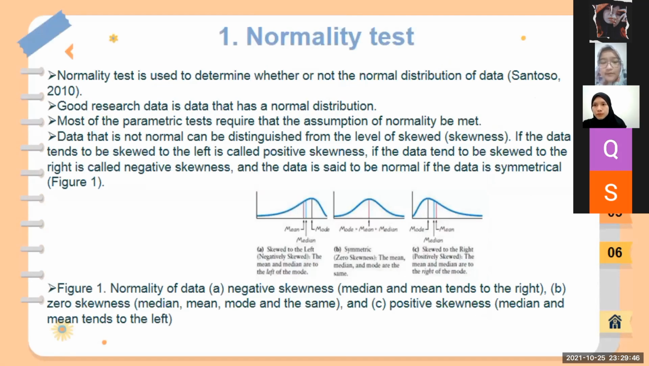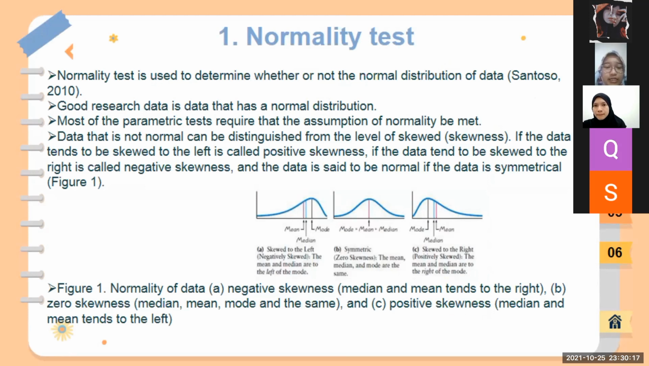Next is the types of assumptions. First is the normality test. The normality test is used to determine whether or not the data has a normal distribution. Maksudnya itu uji normalitas itu digunakan untuk mengetahui apakah data berdistribusi itu normal atau tidak gitu.